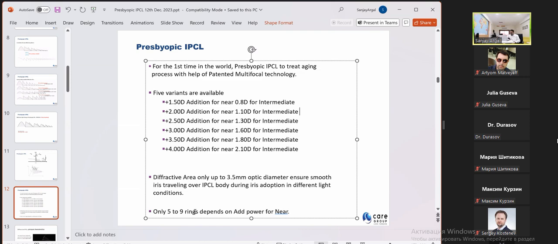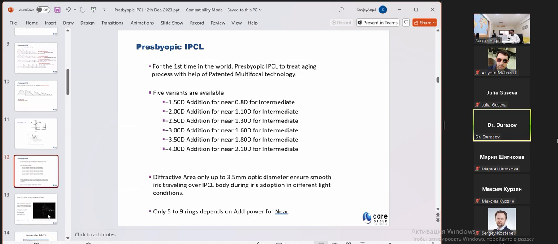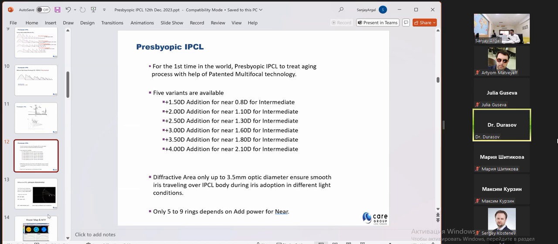But the beauty of the design is that this diffractive structure extends only up to 3.5 millimeter optic diameter. So these diffractive steps will not interact with the iris during different light conditions.